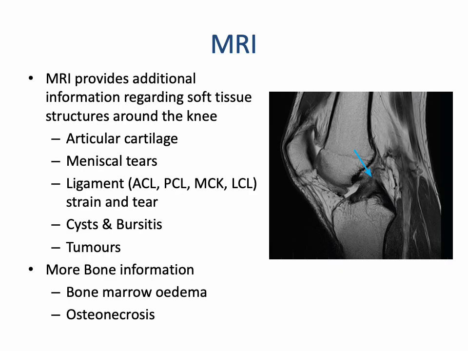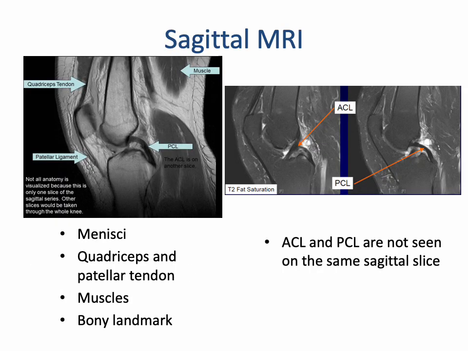MRI is also very useful in assessing the knee, and it provides more information regarding the soft tissue structures around the knee, particularly the articular cartilages, the menisci, the ligaments, cysts, bursitis, and also in assessing bone tumours. It can also give us more information on bones, particularly in bone marrow edema and osteonecrosis.